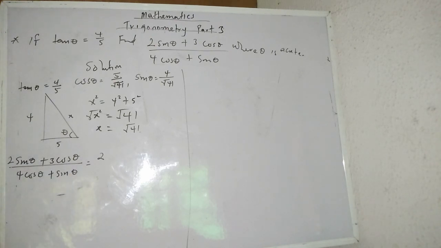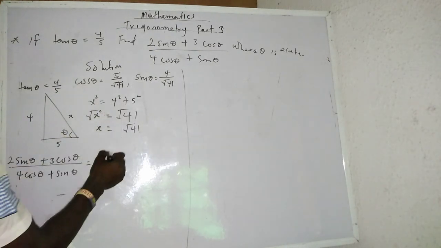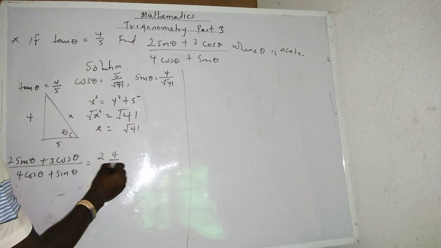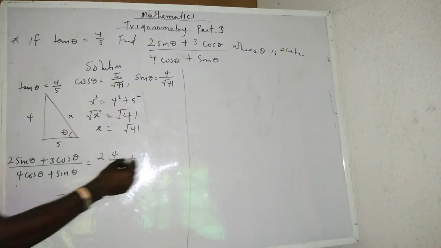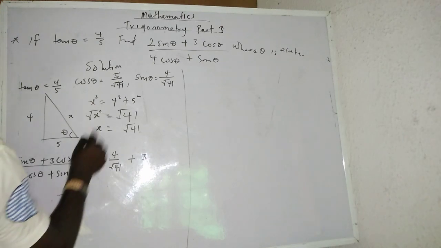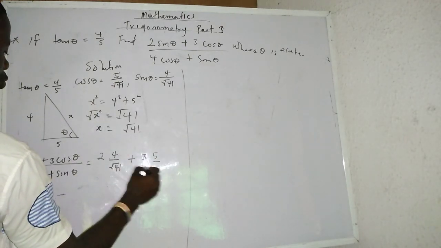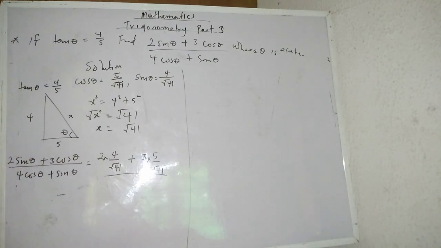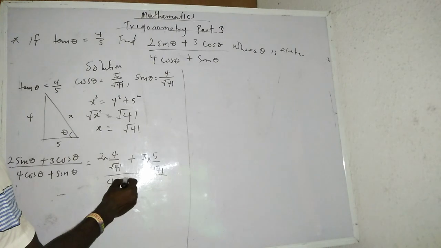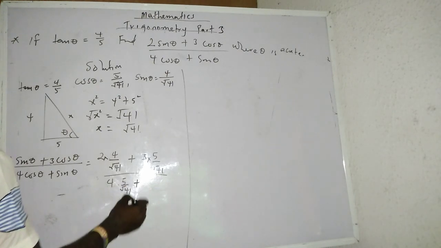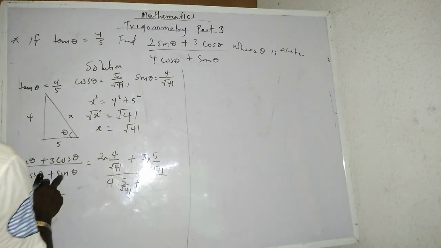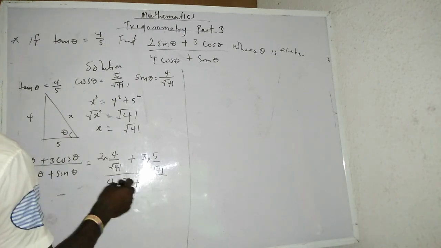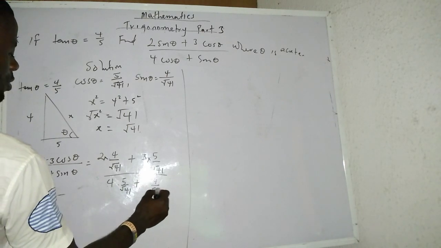Now, 2 times my sine theta, which is 4 over root of 41, plus 3 times my cos theta, which is 5 over root of 41, all divided by 4 times cos, which is 5 over root of 41, plus sine, which is 4 over root of 41.